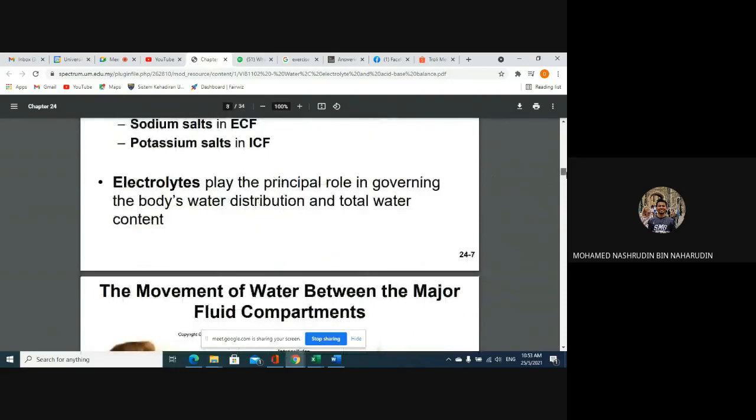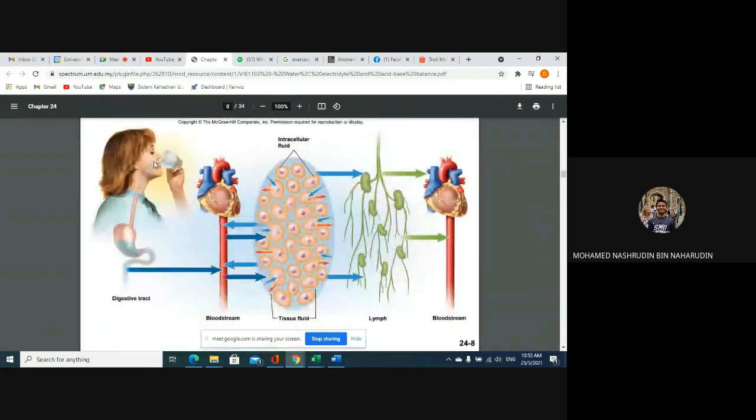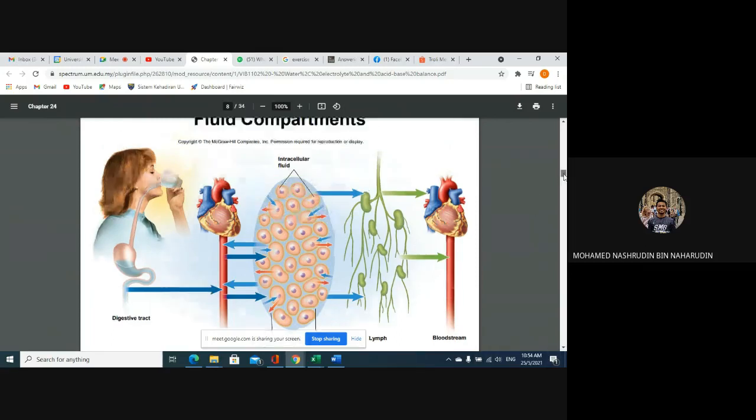So this is the picture of water movement between major fluid compartments. When you drink water, it will go to your digestive system and then be absorbed into your bloodstream, go to your circulation, and the circulation will supply all the blood and nutrients to the cells. It comes to the cellular level, and then the cellular level can drain to the lymphatic system. Of course, it can get back to the bloodstream for excretion if it's excessive. So that's the cycle, the movement of water within our body.